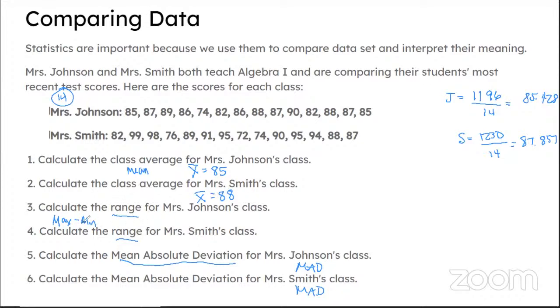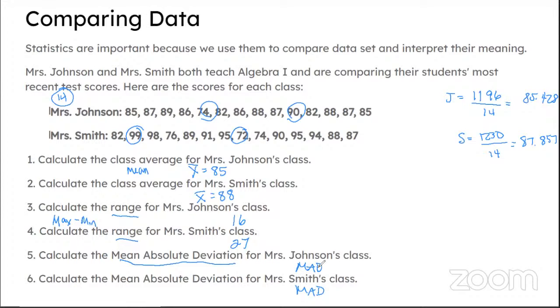Now I need to find the range. I need to subtract the minimum from the maximum. The maximum here is 90 and minimum is 74. So 90 minus 74 is 16. Now for Miss Smith's class, the maximum is 99, very close to 100. And the minimum, is there 60 anything? No, it's just going to be 72. So everyone passed. That's good. And then the range there is going to be 27. So we've got the range of 16, range of 27.